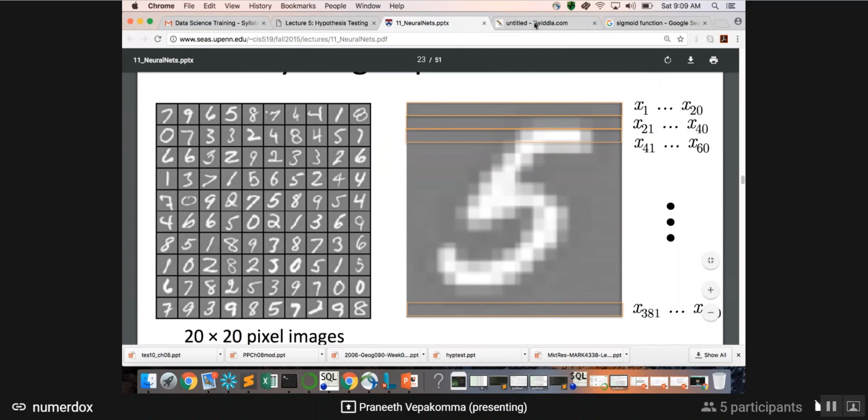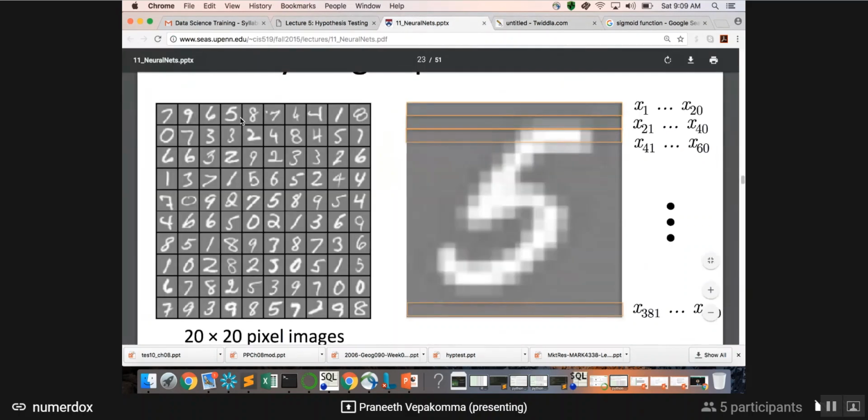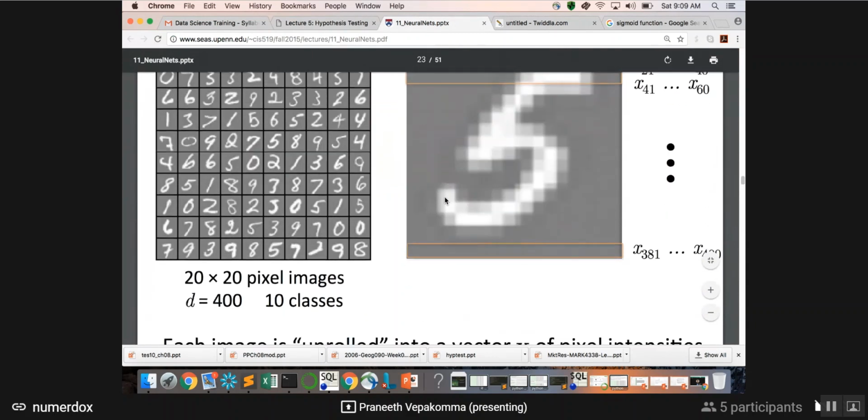So you take this image and unroll it into this form, and it becomes a big vector, a big array. You do the same thing for each image. Then you pass those in as your samples, as your input.